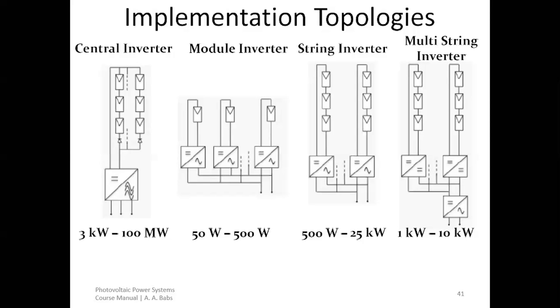The module inverter ranges between 50 watt and 500 watt. And then the string inverter ranges between 500 watt and 25 kilowatt. And then the multi-string inverter ranges between 1 kilowatt and 10 kilowatt.